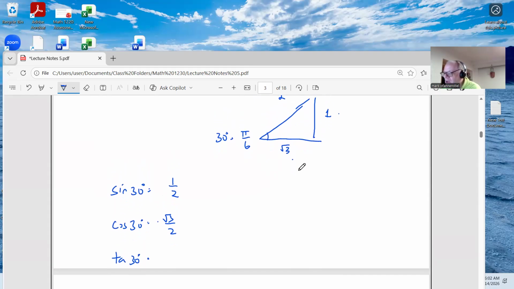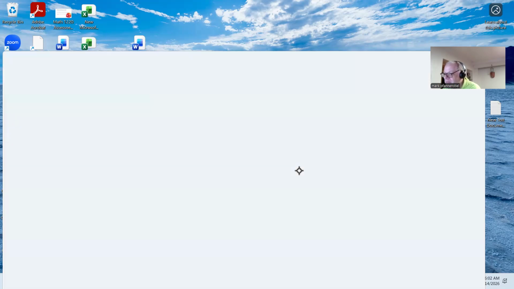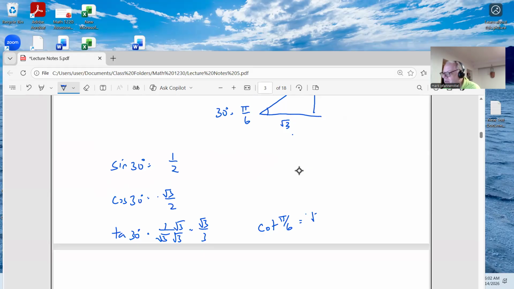So that's going to be 1 over the square root of 3, but we're not going to leave it like that. We're going to rationalize the denominator and end up with square root of 3 over 3. Then we have to do our reciprocal functions. So the cotangent of pi over 6, which is the same as 30 degrees, we just flip this over and say this is going to be the square root of 3 over 1.